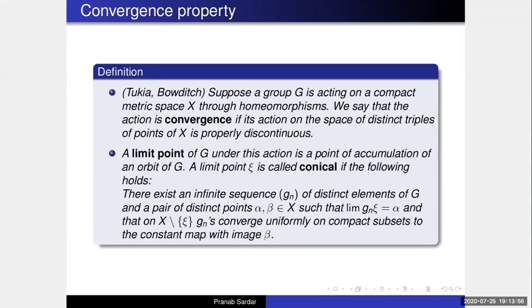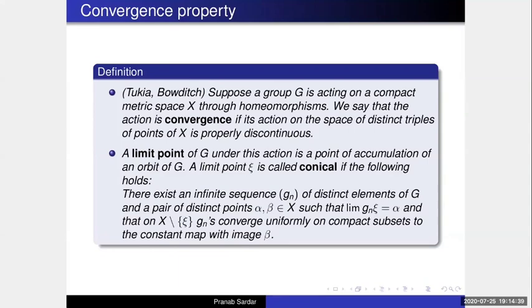So what is the definition? A limit point xi is called conical if there is an infinite sequence g_n of distinct elements in G and a pair of distinct points alpha, beta in X, such that the limit of g_n xi is alpha, and on the complement of xi, the g_n's, which are maps from X minus xi to X, converge uniformly on compact subsets to the constant map beta. So in particular, if I take any point from X minus xi and apply the g_n's, that sequence will converge to beta. This is called conical.